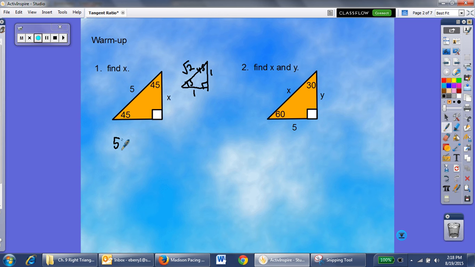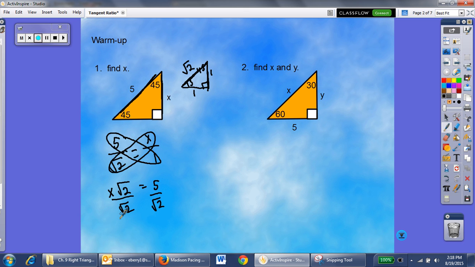So let's go ahead and do this. We have 5 over the square root of 2, so looking at this hypotenuse and this hypotenuse, that equals x over 1. And again, that's this leg and this leg here. So we can cross multiply. We get x times square root 2 equals 5 times 1, which is 5. So you can see how we cross multiplied here. And to get x by itself, we need to divide by square root 2 on both sides. So we get x equals 5 divided by square root of 2.